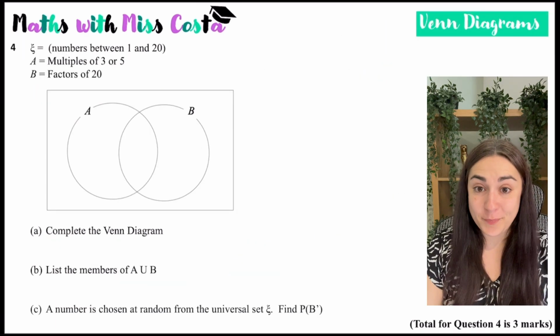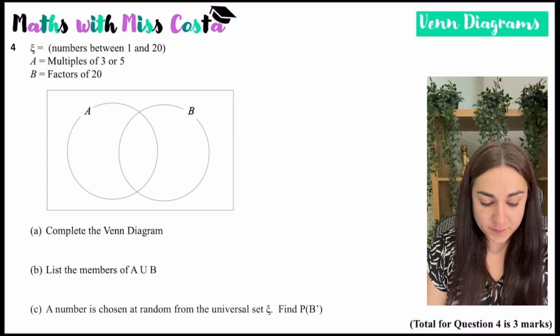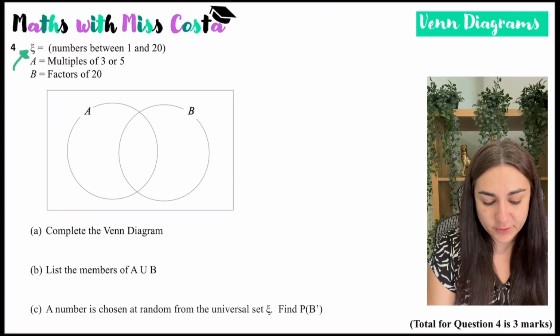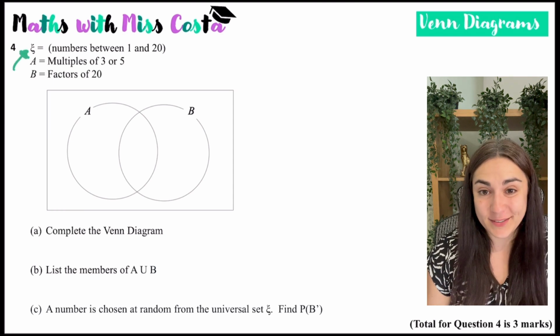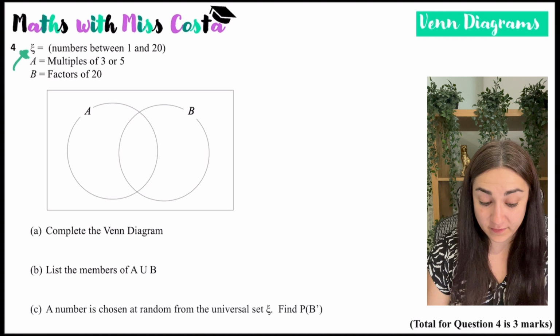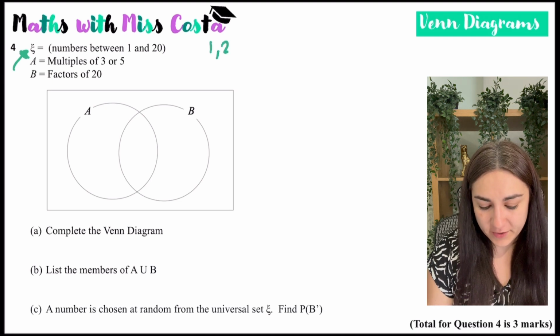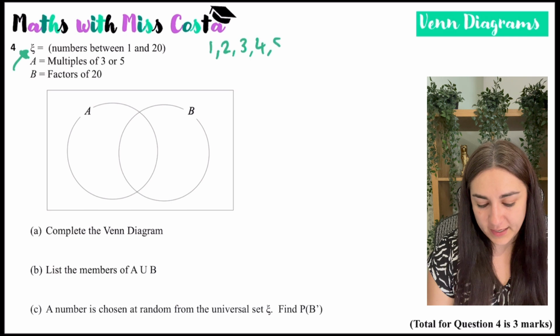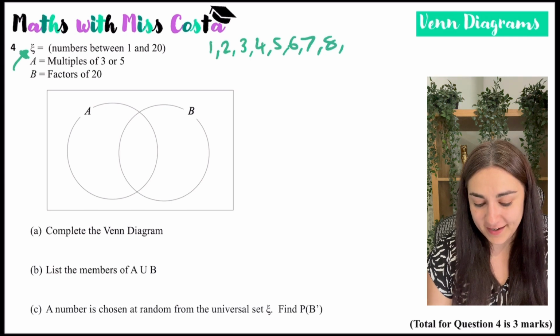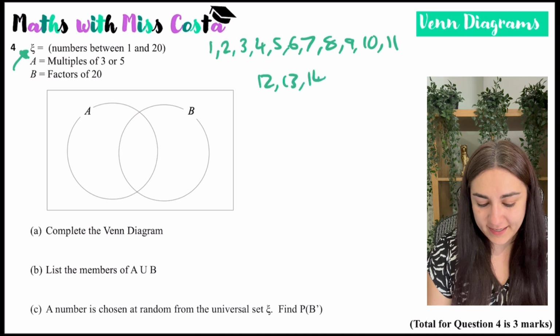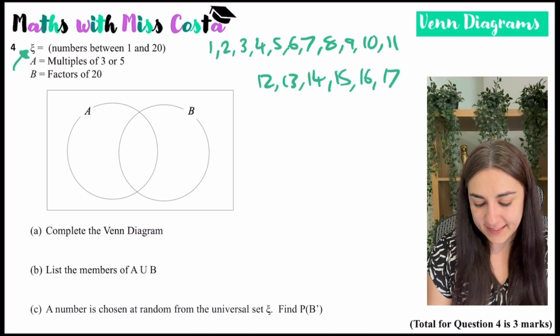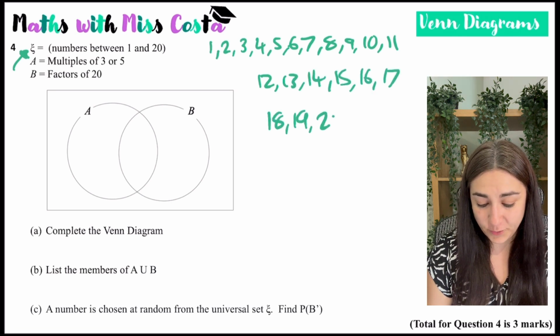In this question, I've been given a Venn diagram, and I'm told about the universal set. This strange little squiggly symbol just means the universal set. It means everything that can possibly be in the Venn diagram. So it's helpful to list out what that is. Numbers between 1 and 20 would be 1, 2, 3, 4, 5, 6, 7, 8, 9, 10, 11, 12, 13, 14, 15, 16, 17, 18, 19, 20.